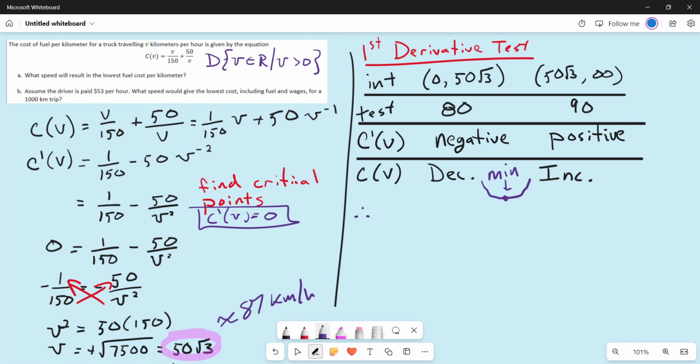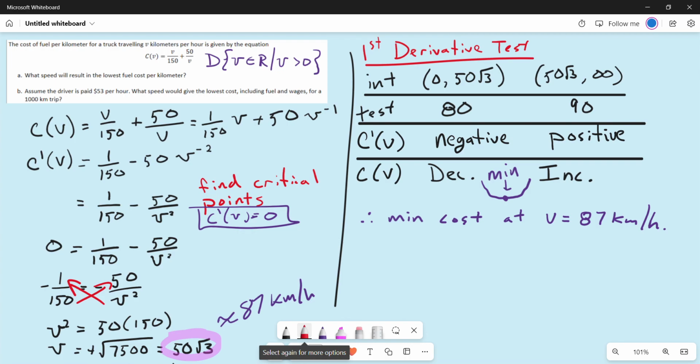So we could say, therefore, V is equal to about, we'd probably want to write it out a bit better here. So we'd want to say something like: the speed that will result in the lowest fuel cost per kilometer is approximately 87 kilometers per hour. So we could say, therefore, minimum cost at V equals 87 kilometers an hour. So that's our first derivative test. Good way of doing it.